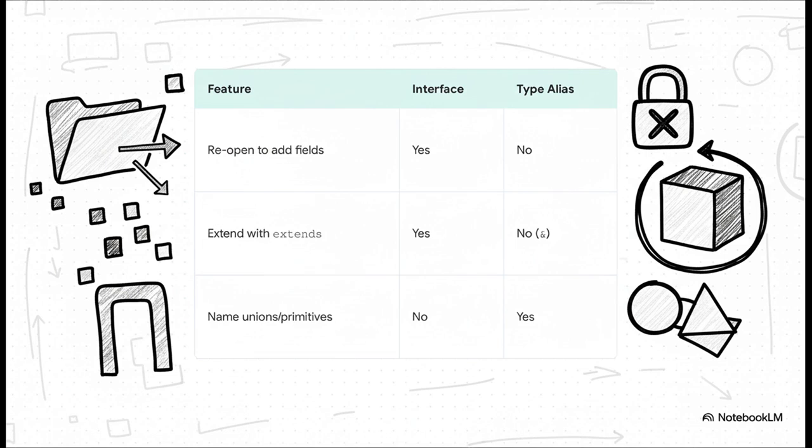A good rule of thumb, start with an interface for your objects. If you find you need something an interface can't do, like naming a union type, then switch to a type alias.